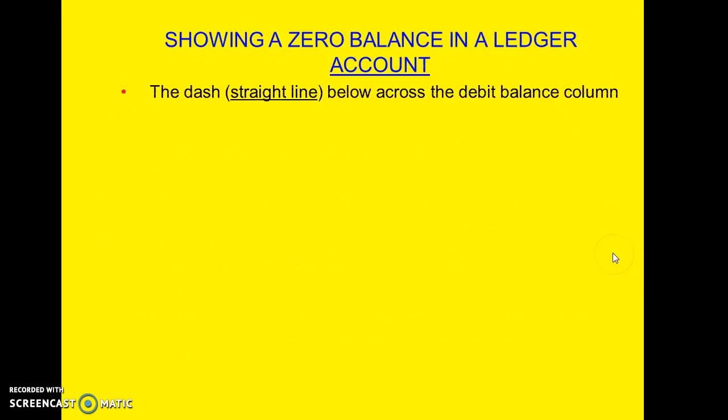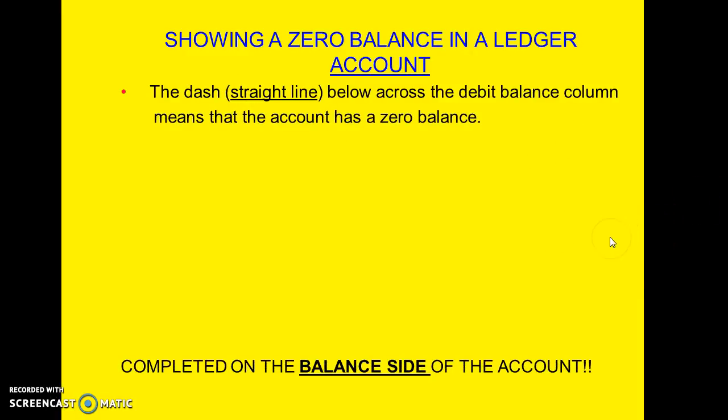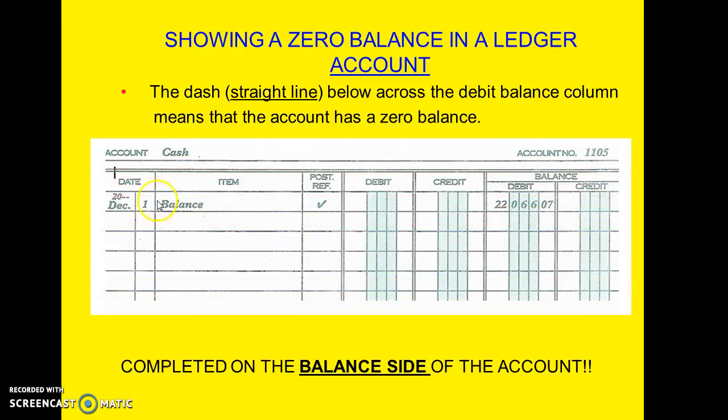All right, so let's go over some of the information here on our next slide. Now, if an account has a zero balance, boom, it's a straight line. That's all it is. On the computer, you're going to use the apostrophe and then hit the minus sign numerous times to make a straight line. Okay, so once again, if this actually had a zero balance, we go left to right, December 1st. Now instead of explanation, this says item, doesn't matter.